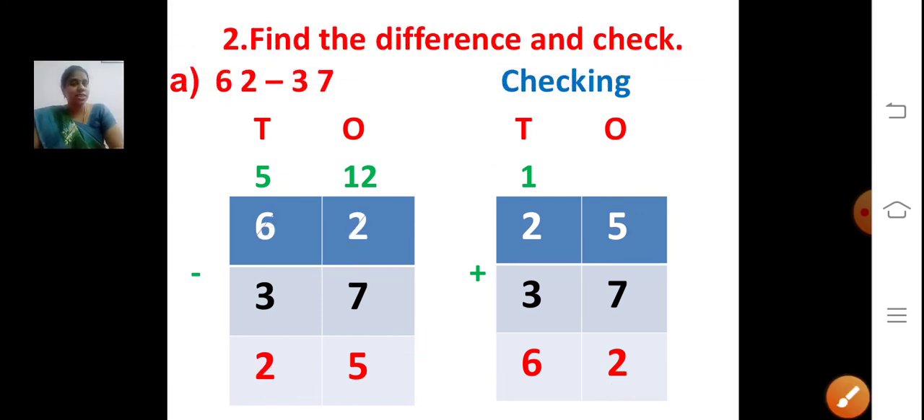How will you check your answer whether you have done the sum correctly or not? First do the subtraction. Then to do the checking, add the difference to the smaller number so that you will get the bigger number.